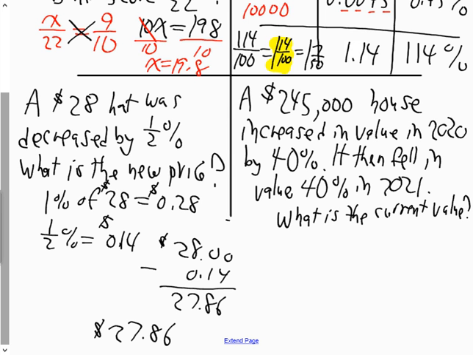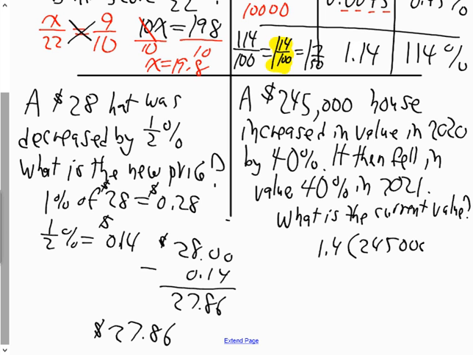And finally, your last question. A $245,000 house increased in value in 2020 by 40%, then it fell in value by 40% in 2021. What is the current value? So intuition would say that if it fell 40% and grew 40%, it didn't change at all. But the truth is it did. Because when it increases in value in 2020 by 40%, falling by 40% is going to be falling 40% of a bigger number.